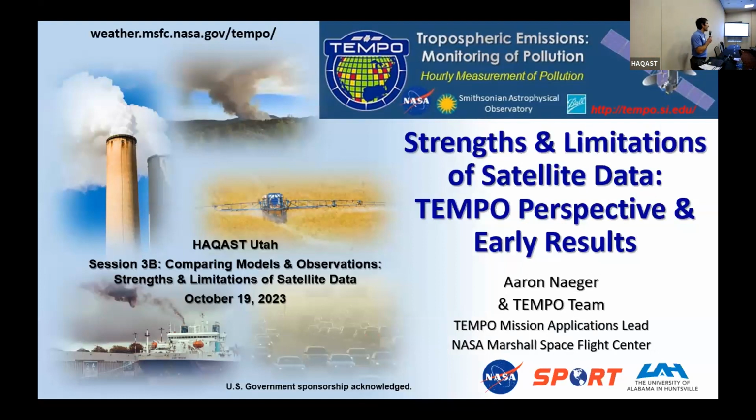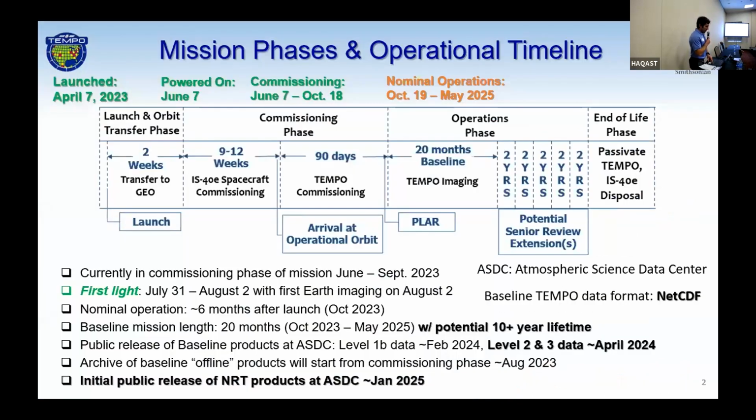Initially, when I came here, I was going to jump right into our first light data and some of our commissioning phase data. But with the really wide range of participants, I want to do a briefing on TEMPO. Betsy did a great job introducing the geostationary constellation, so I'm not going to dig into that.